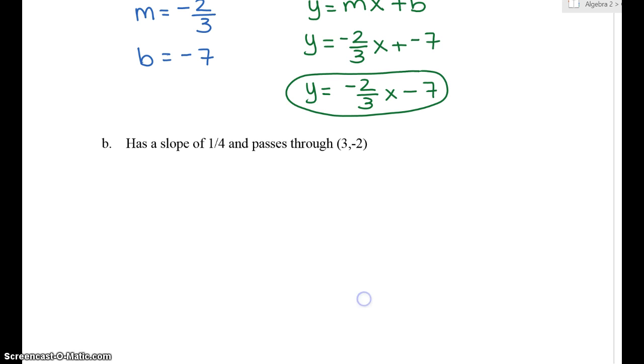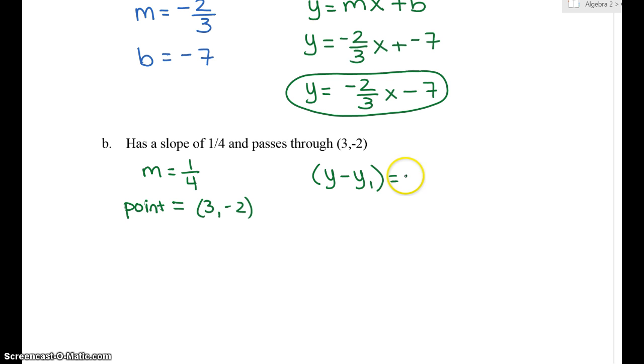Alright, now, in this case, we are given a slope, which happens to be 1/4, and it passes through a point. So we are actually given a point. Now, hopefully you're going, are we going to be using point-slope form, because we have a point and a slope? Yes. Now, let's go ahead and get started. I like to write these equations first. You know why? It helps me memorize them, so I know what it looks like.